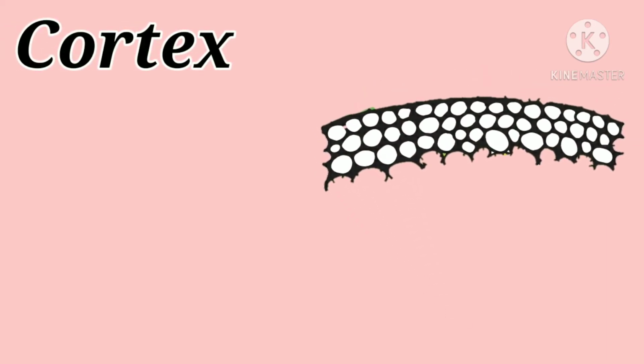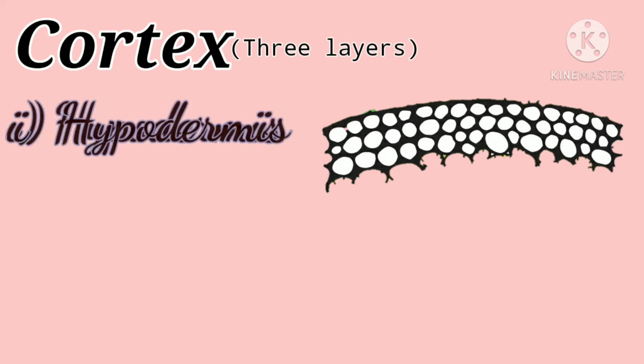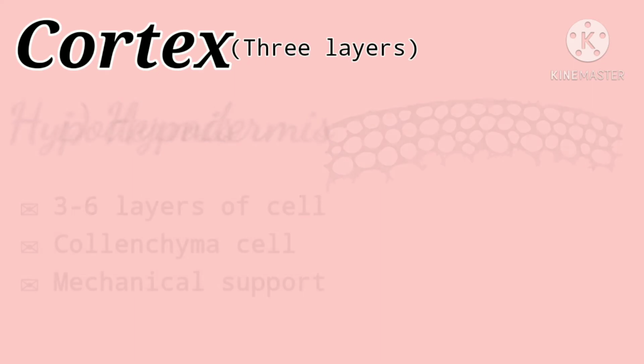The next layer in dicot stem is a cortex. The cortex is divided into three layers. The first is hypodermis, which has 3 to 6 layers of cell made up of collenchyma cells. This hypodermis layer gives mechanical support to the dicot stem.